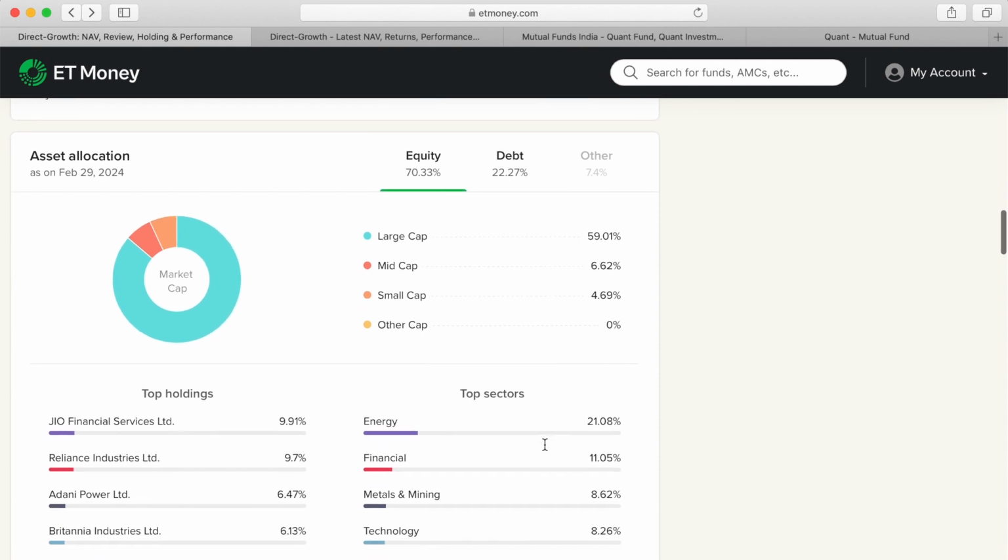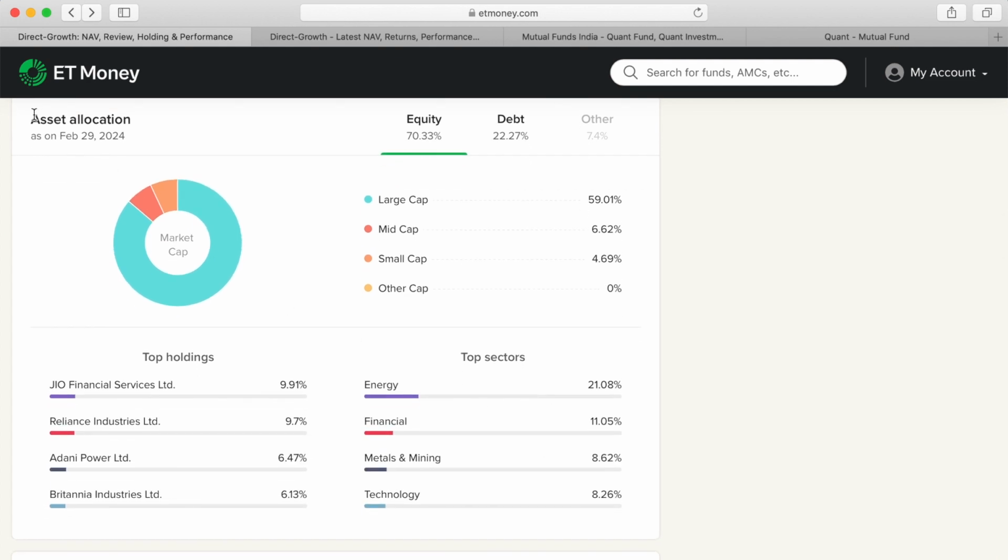Let's quickly get into the assets allocated under this fund as on February 2024. As I mentioned earlier, minimum 65% has to be allocated in the equity scheme. So in this mutual fund, 70.33% has been allocated in the equity, out of which large cap allocation is more, which is over 59%, mid cap is 6.62%, small cap is 4.69%. 22.27% is being allocated in the debt instrument.